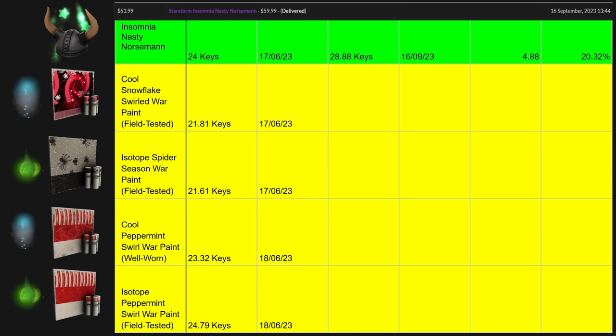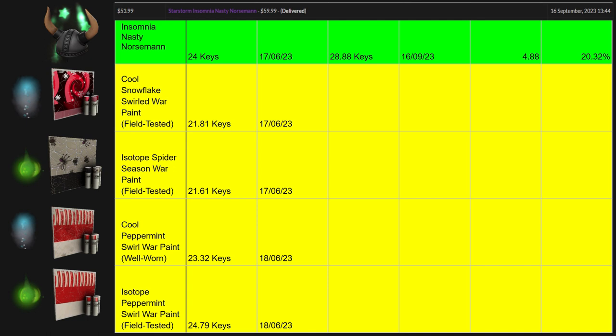Starstorm Insomnia Nasty Norseman. As I've said in part 1, Halloween 2016 effects sell very fast on Halloween 2016 hats even with sellers. The Nasty Norseman is actually a very good looking all class unusual. I'd strongly recommend buying these even at small discounts.